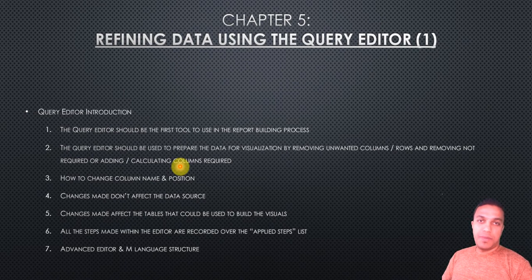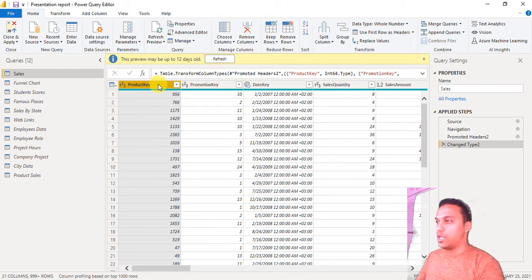Another important thing about the Query Editor is that it could be used to change the column name and position within the table. Let's see very quickly how we can change a column name within the Query Editor. To change a column name, all we need to do is to double click the column name header and write down the new name that we would like to assign to this column, then press enter.